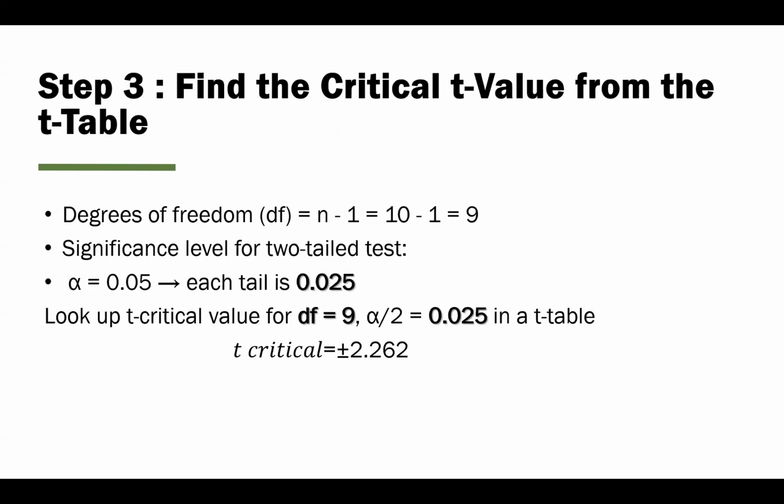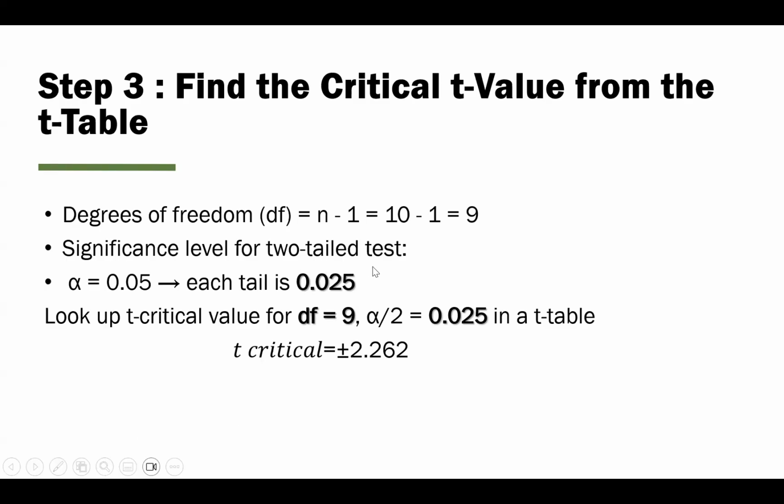Now we are going to find the critical t value from the table. First we will have to know the degrees of freedom. For one sample, the degrees of freedom is n minus 1. Our sample size is 10, so 10 minus 1 is 9. So our degrees of freedom for this question is 9.